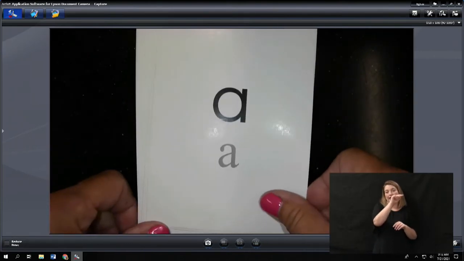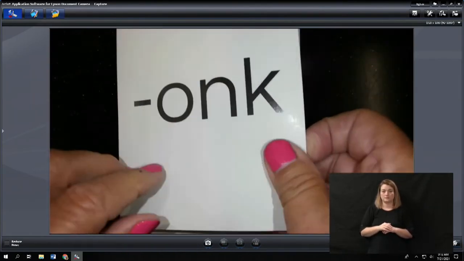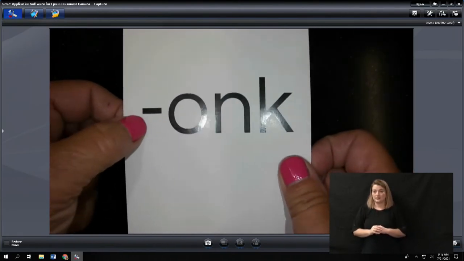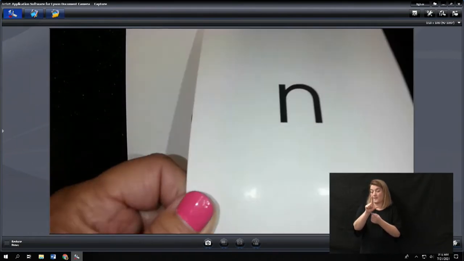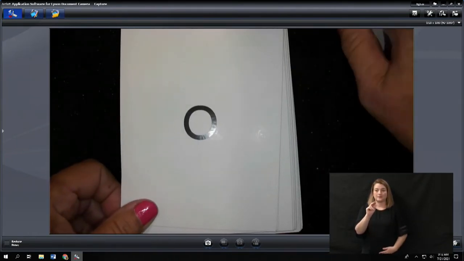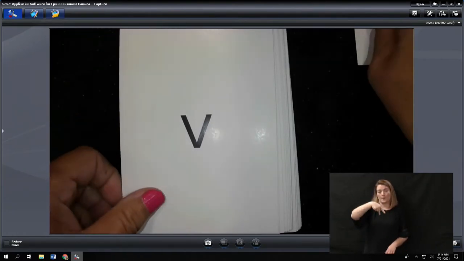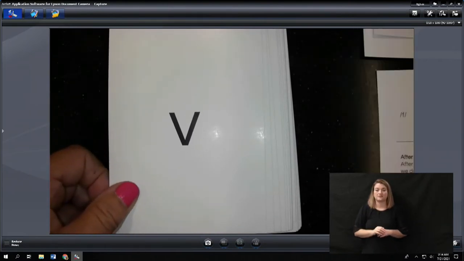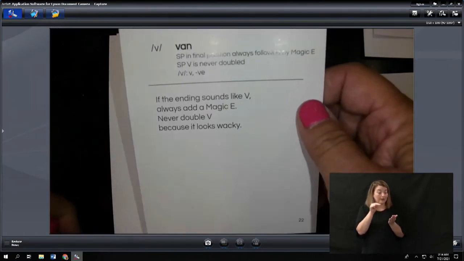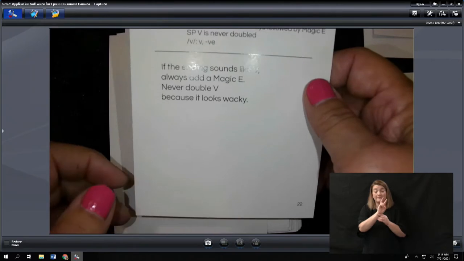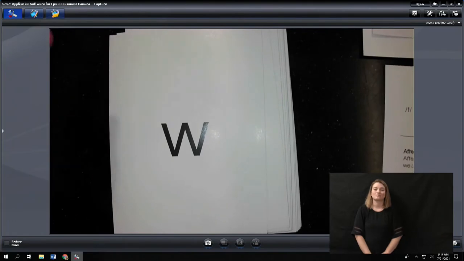A. Now, this is going to go in the middle. Anything that starts with a vowel goes in the middle. Okay, and what do we say about that? We'll look at the back and go over it. If the ending sounds like V, always add a magic E. And we're just going to do an E, yeah. Okay, so that will go at the beginning.